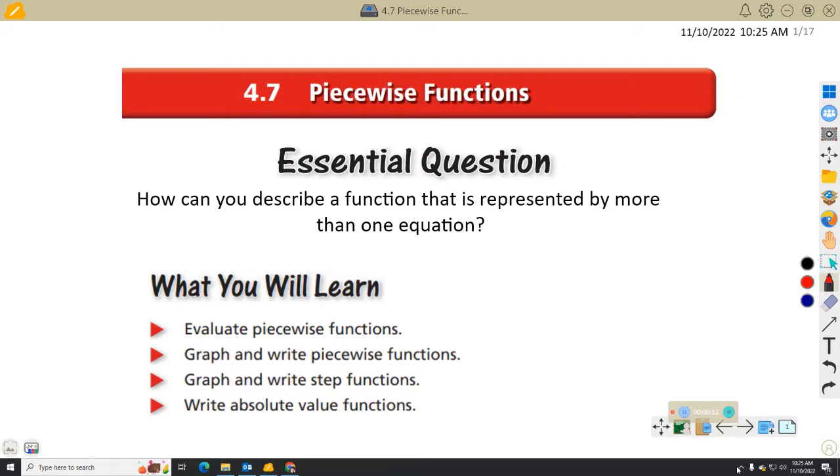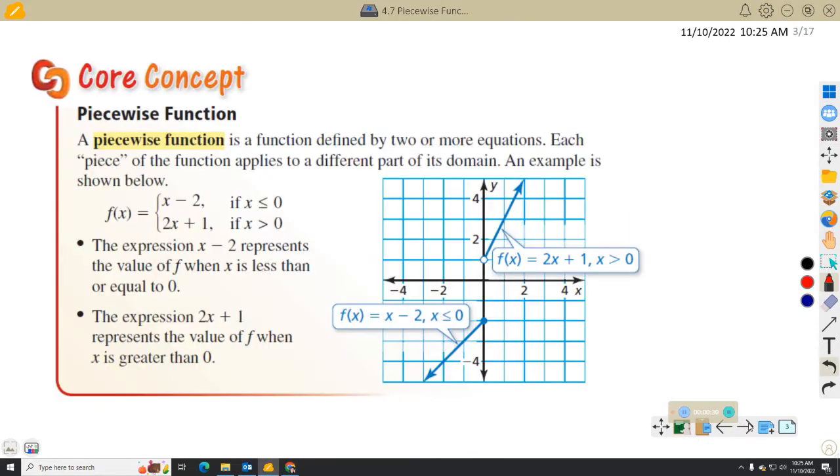This is the replacement video for lesson 4.7 on piecewise functions, in which we ask the essential question, how can you describe a function that is represented by more than one equation? Well, first we have to talk about what a piecewise function is. A piecewise function is a function defined by two or more equations. So it's going to look like this.